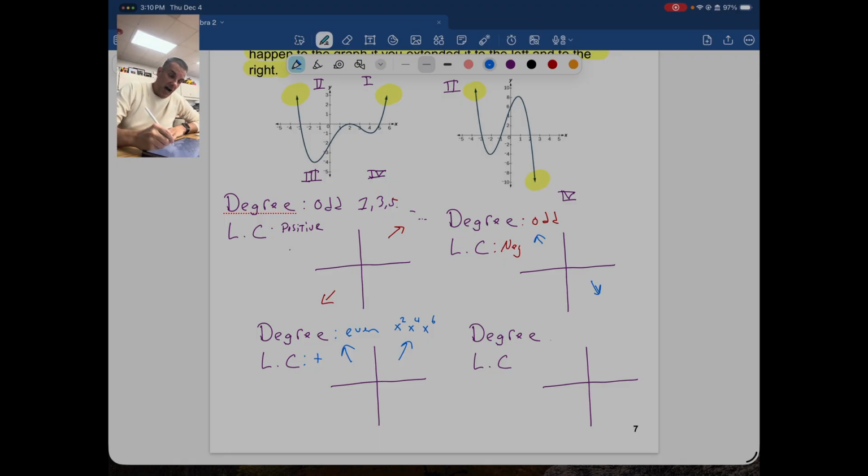If it's even and negative, I'm just going to put a minus sign. If it's even and negative, it's kind of that down, where our a value is negative in the quadratics that we've done in the past.